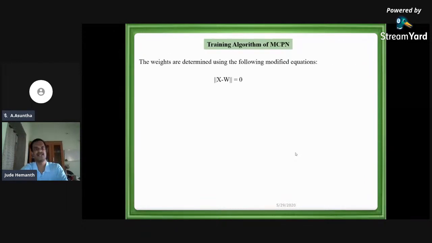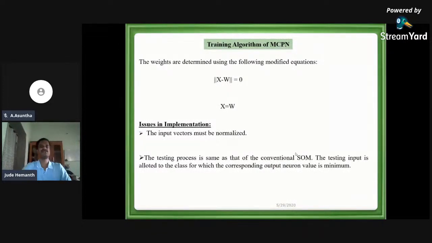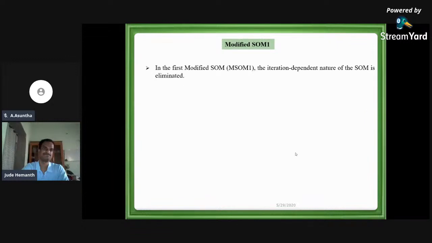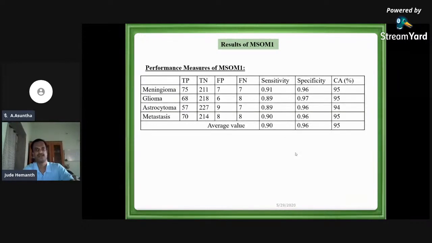That is called testing, which is relatively easy in comparison with training. Training and testing are the same. When you go for training, you will do the same process iteratively. When you go for testing, you do the same process, but for only one step with an unknown input data. So the iteration-dependent nature of SOM is eliminated. I don't want to depend on my iterations. So when you look at my results, you would have seen a better confusion matrix in comparison with my SOM, and my accuracy has improved to 95%.